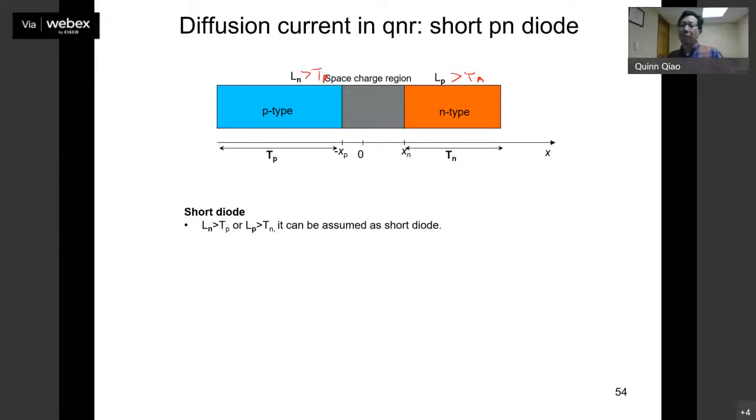So all my carriers can pass through the P side or N side and reach the contact. And then you can see your diode is a short diode. There you don't see much loss in the N side or P side. That's exactly the same here: Ln bigger than Tp, Lp bigger than Tn. That's the short diode.